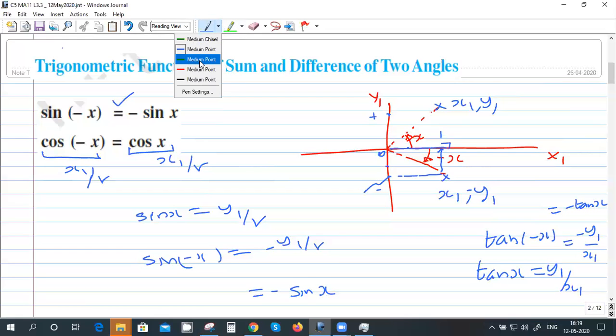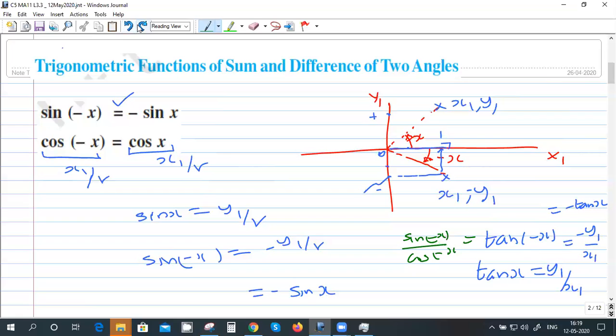Another way of understanding this is tan of minus x is sine minus x by cos minus x. Tan of any angle is sine by cos. The angle here is minus x. So tan minus x will be sin minus x by cos minus x. Whatever is the angle, I just put it here. It doesn't matter what the angle is. Tan alpha is sine alpha by cos alpha.